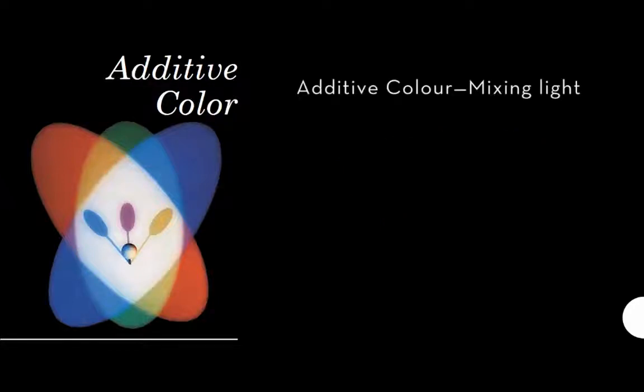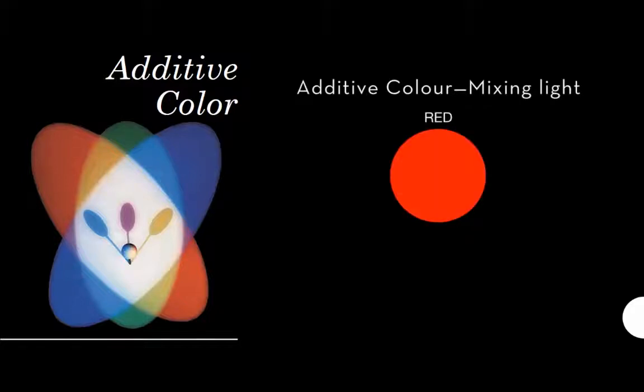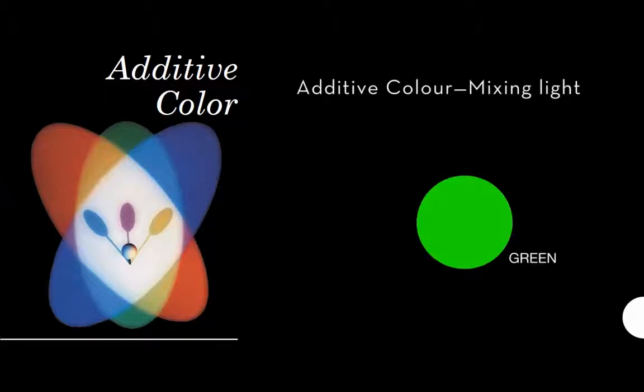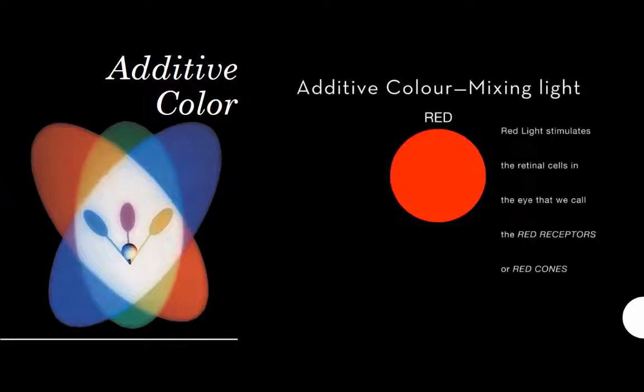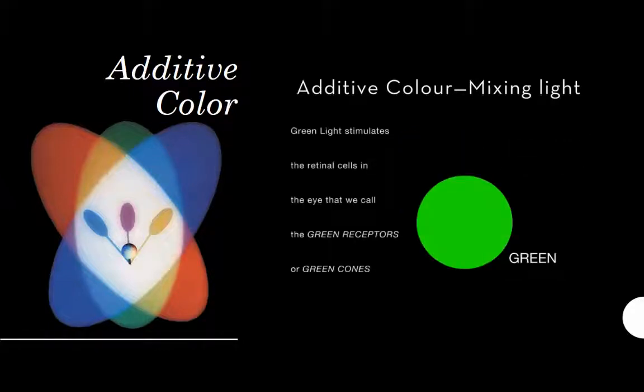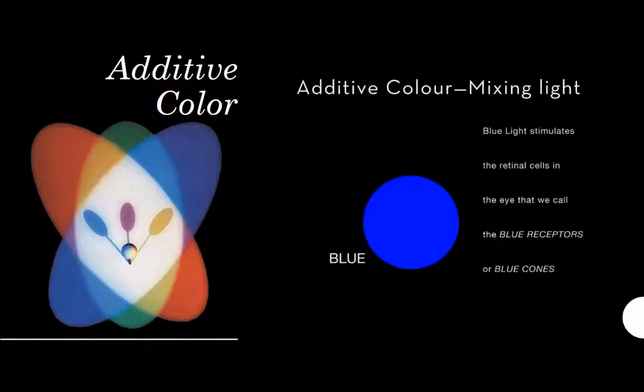In mixing colored light, I begin with a dark screen onto which I have projected the white text you see and left the rest of the screen blank. The 3 primary light colors or primary additive colors are red, green, and blue. Red stimulates the retinal cells in the eye that we call the red receptors or red cones. Green stimulates the retinal cells in the eye that we call the green receptors or green cones. Blue light stimulates the retinal cells in the eye that we call the blue receptors or blue cones.